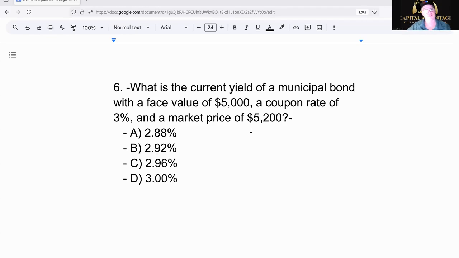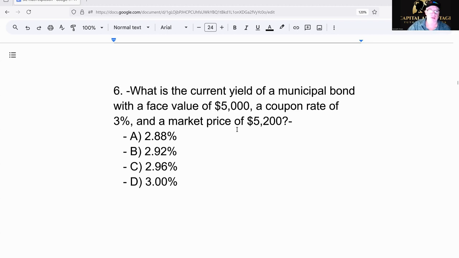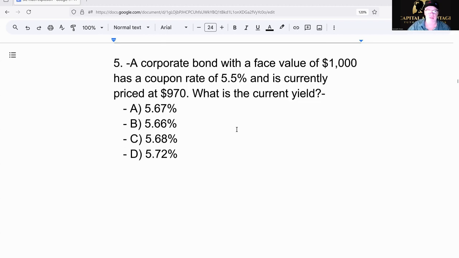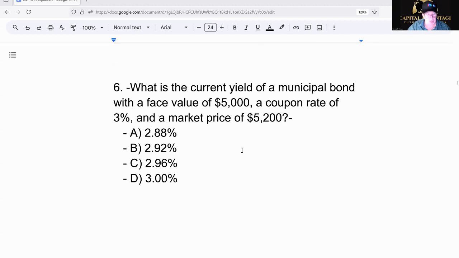Okay, this one's a little different. It's a face value of $5,000, so we've got to change it up. We can't just do 3% divided by 5,200, because there's a 5,000 face. 3% is really like $50, and since it's a different yield, we have to figure out what 3% is. So we do 5,000 times 0.03, which gives us $150. 150 divided by 5,200 is 2.88. Boom.